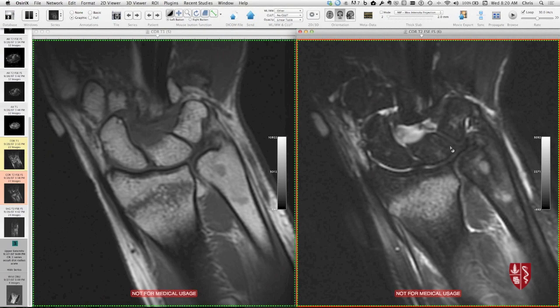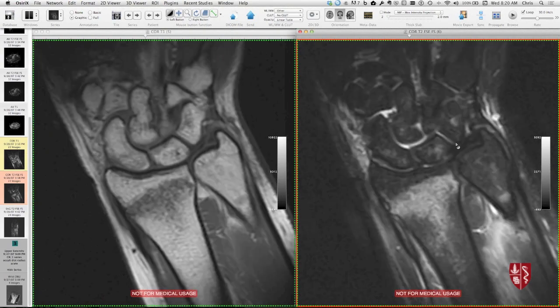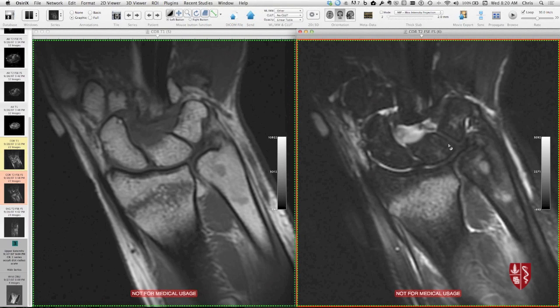The lunotriquetral ligament's over here, and that's even tougher to see. So it could be that the surgeon knew or was suspecting a fracture of the radius and wanted to get a scan like this to confirm that there was no other ligament tear.